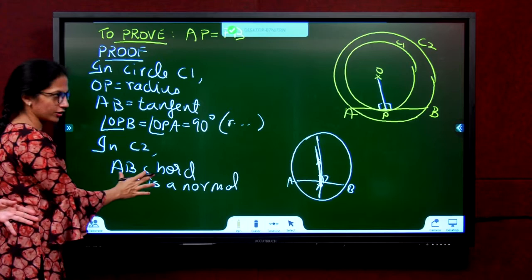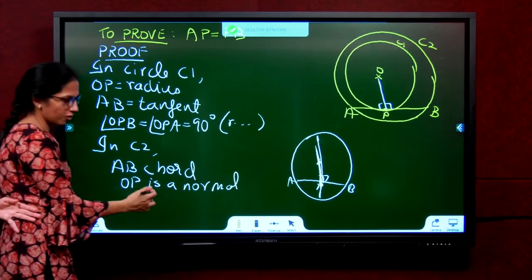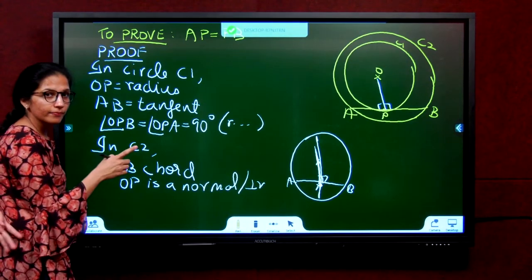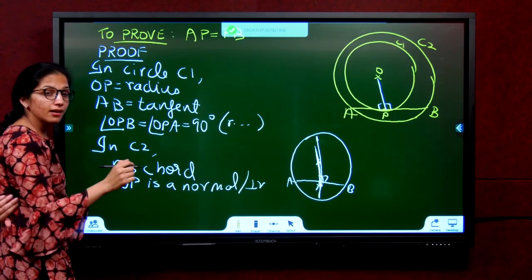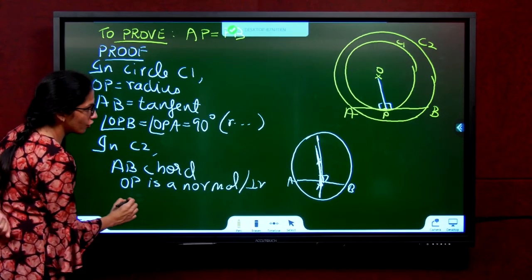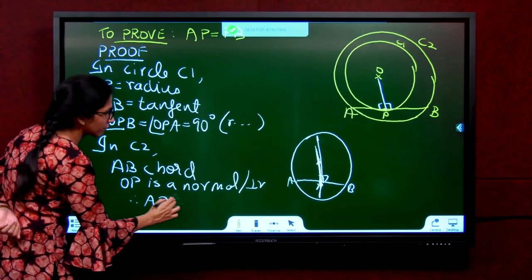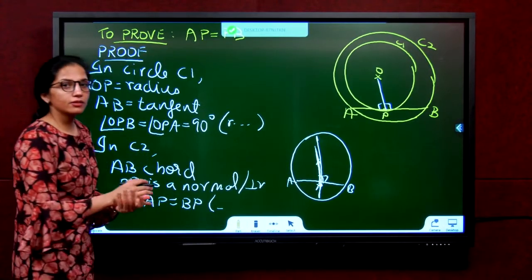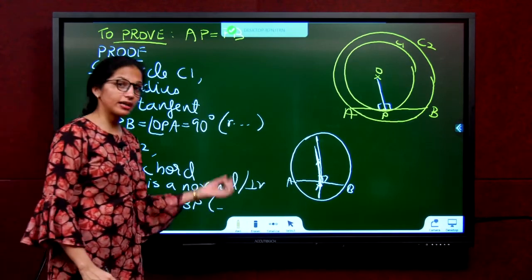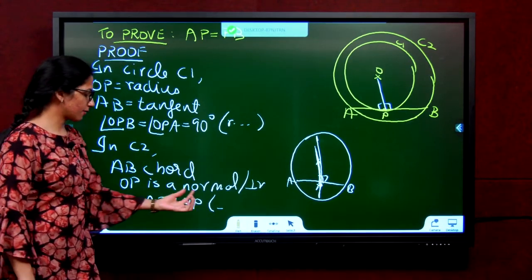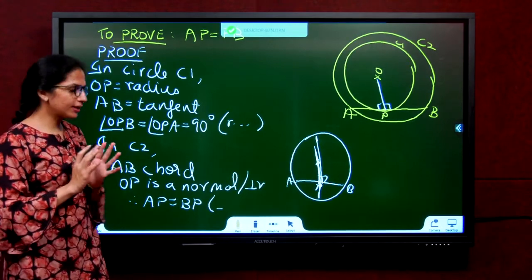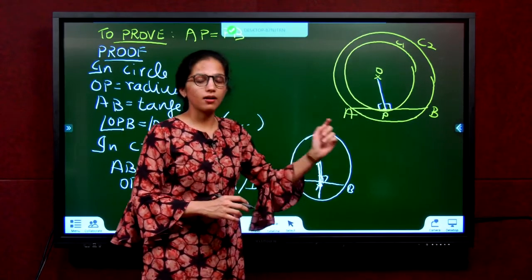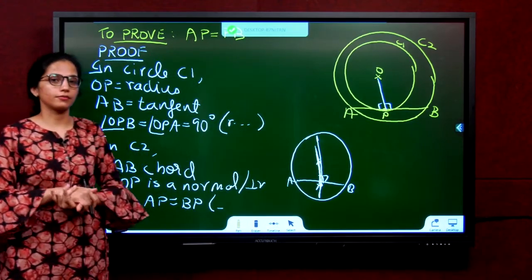So we have a chord for circle C2. We have a normal or perpendicular. So now a perpendicular passing through the center of a circle bisects the chord. Therefore, we can say AP is equal to BP. Reason? Perpendicular to a chord that passes through the center bisects the chord. I repeat, perpendicular to the chord that passes through the center bisects the chord.